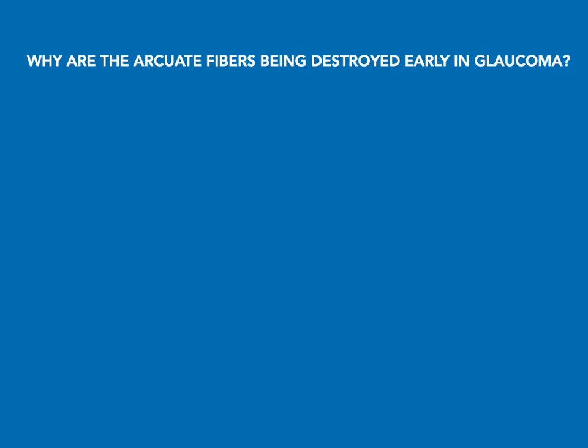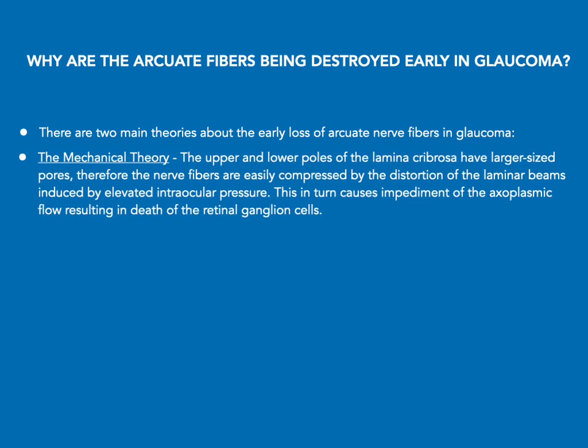Why are the arcuate fibers being destroyed early in glaucoma? There are two main theories about the early loss of arcuate nerve fibers in glaucoma. The first one is a mechanical theory, in which it is theorized that the upper and lower poles of the lamina cribrosa have larger sized pores. Therefore, the nerve fibers are easily compressed by the distortion of the laminar beams, induced by elevated intraocular pressure. This in turn causes impediment of the axoplasmic flow, resulting in death of the retinal ganglion cells.